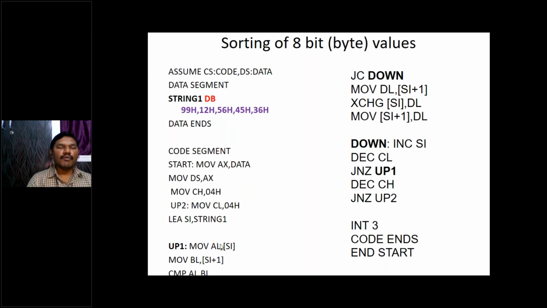Now move one value into AL. Move AL comma SI, that address location value is moved into AL. Now move BL comma SI plus 1. That is, first 99 is moved into AL and the 12H is moved into BL. Now compare AL comma BL. So when you compare, what is the statement JC down? Right? What is JC? Jump if carry.